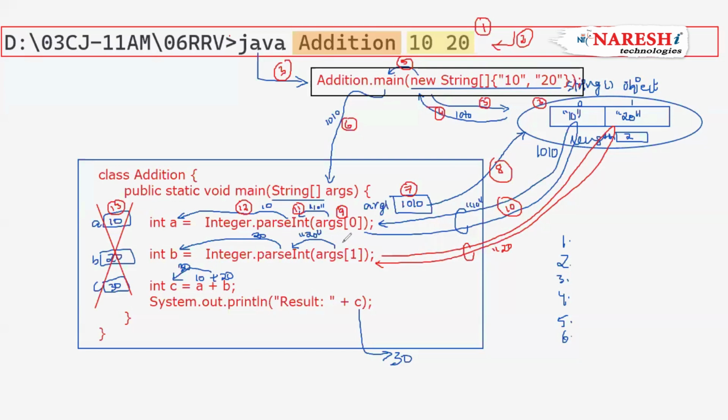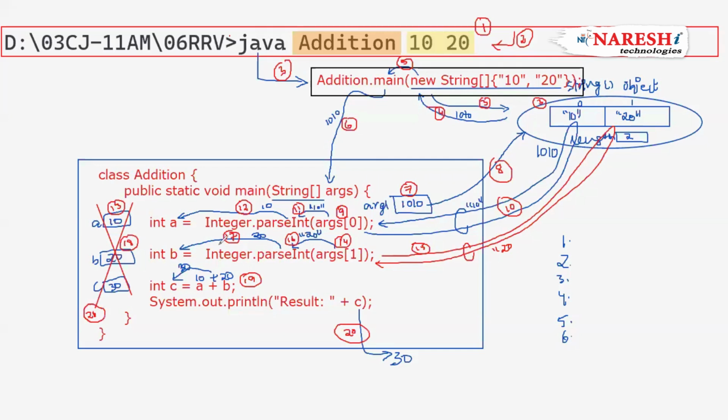Step number 14, args of 1. Step number 15, reading the value from array object. Step number 16, giving to parseInt method. Step number 17, converted and returned to b variable. Step number 18, stored here. Step number 19, added. Step number 20, display. Step number 21, destroy.